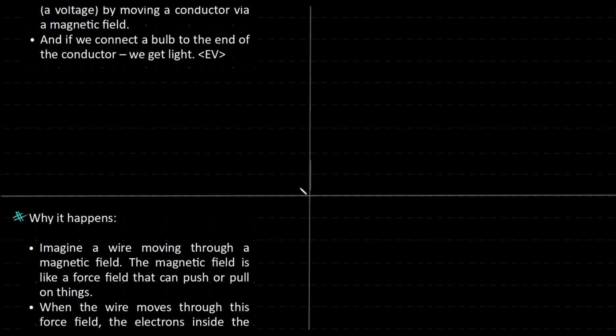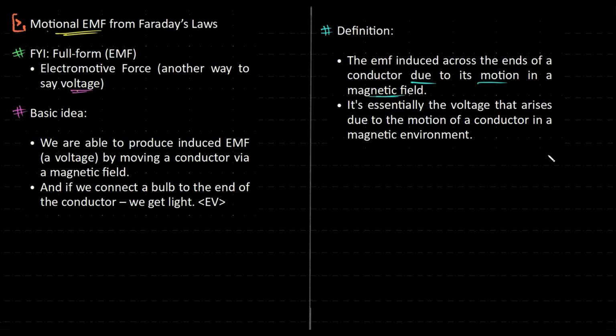When the wire moves through this force field, the electrons within the wire, which are also free to move, feel the force. This force on the electrons causes them to move within the wire. As they move, they create an electric current. As simple as that. Again, these are all introduction. I'm just introducing the word motional EMF. We'll be understanding a lot more in the coming set of videos.